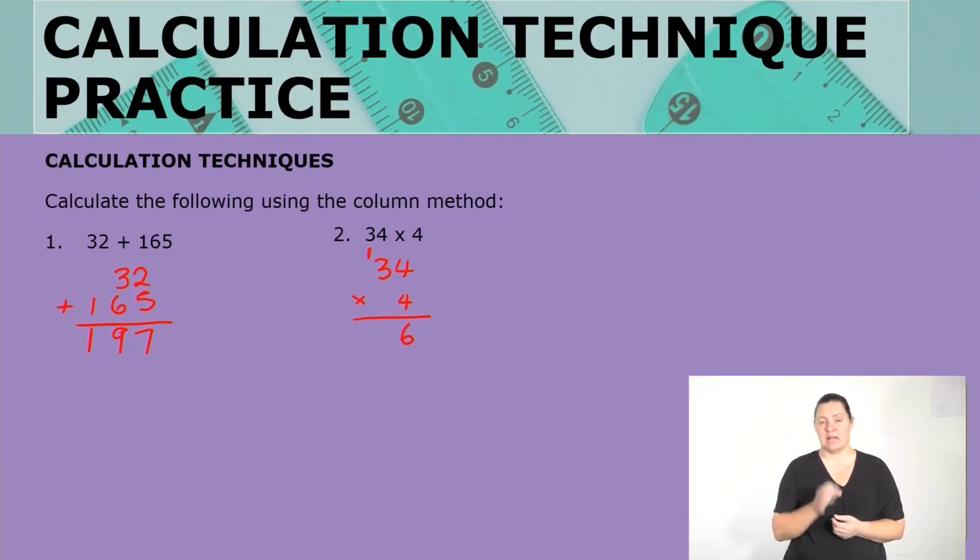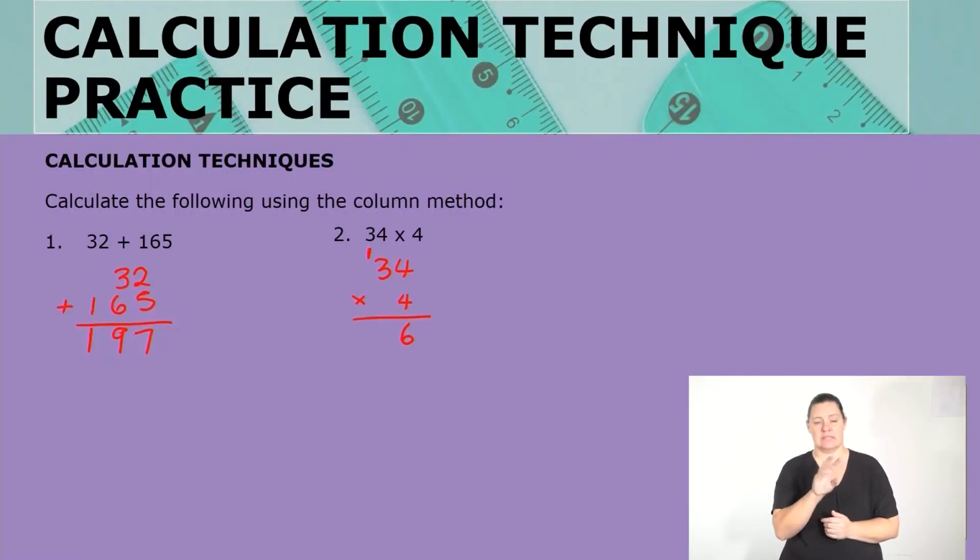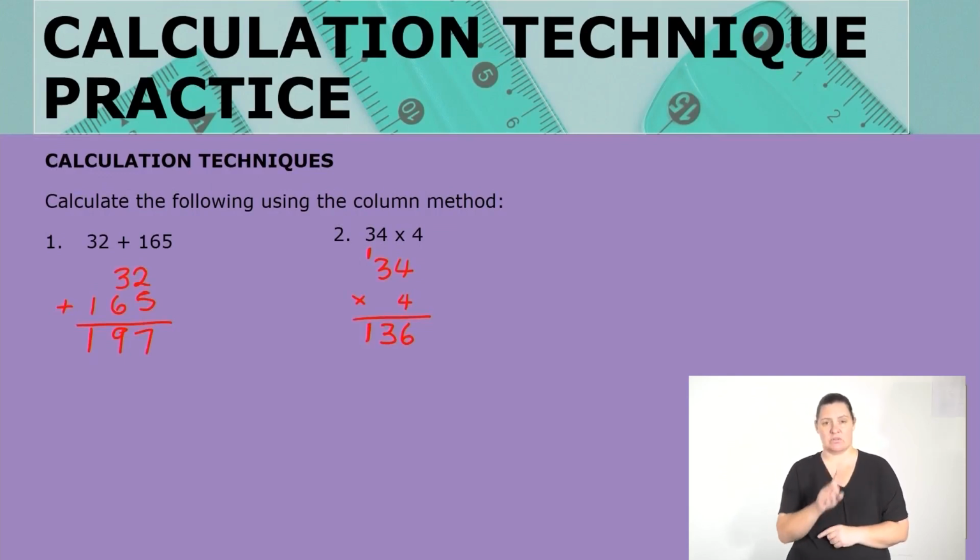Then we have 3 tens multiplied by 4. So that is 30 multiplied by 4. 30 multiplied by 4 is 120. But remember, we have that 10 that we need to add. So 120, if we add the 10, that gives us 130. The 3 will go in the tens, and the 1 will go in the hundreds column. So our answer for 34 times 4 is 136. Let's move on to the next one.